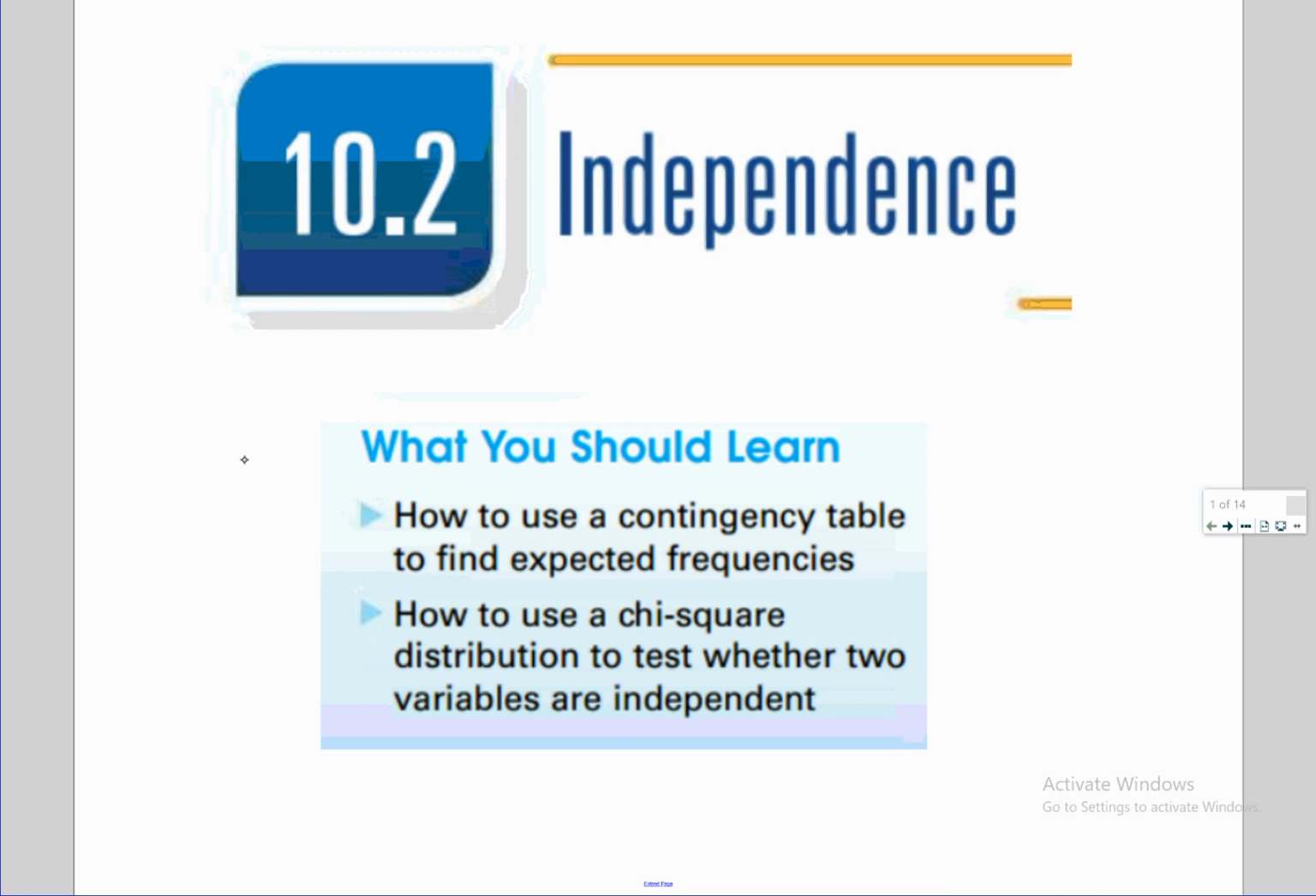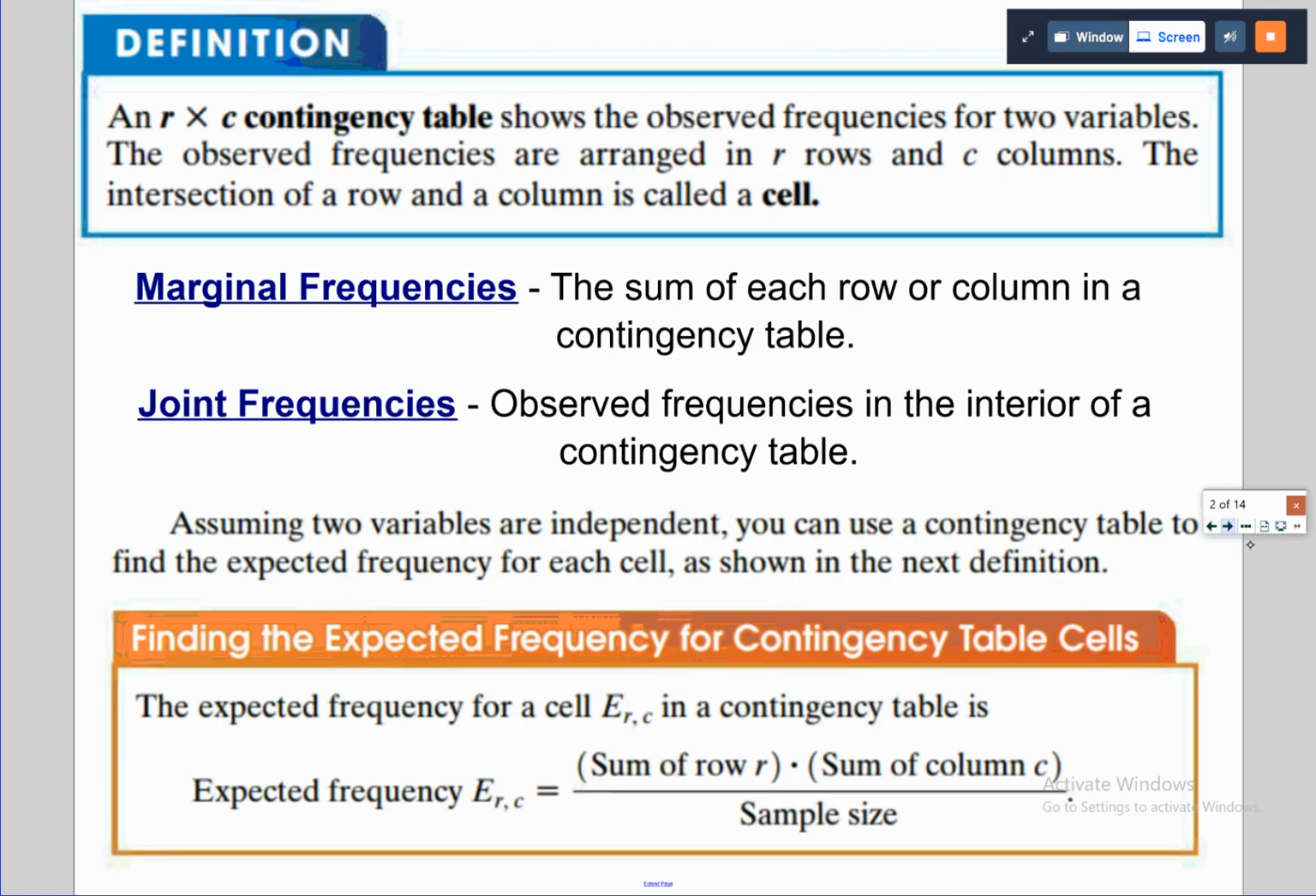Okay, so what we're eventually building up to in this lesson is to be able to do a hypothesis test for independence, to test whether two variables are independent or dependent of one another. In order to do that, we are going to start looking at tables of values first. This goes back a little bit to previous math classes. We call it a contingency table in here.